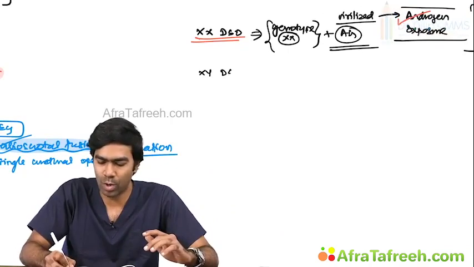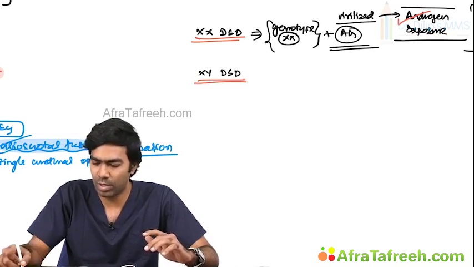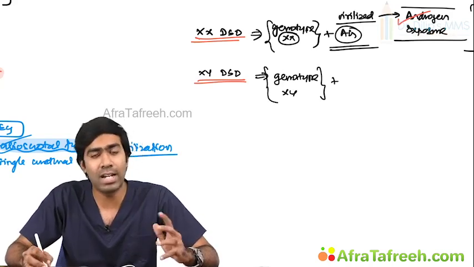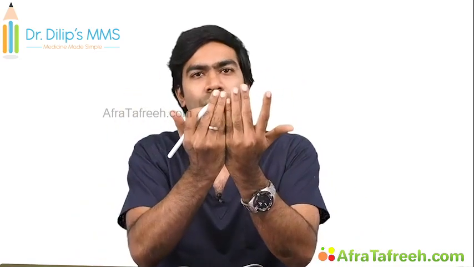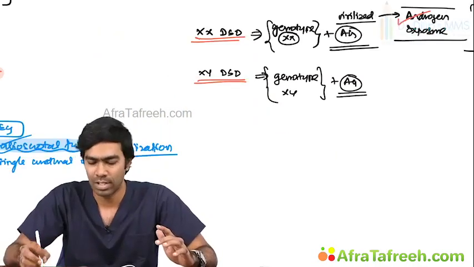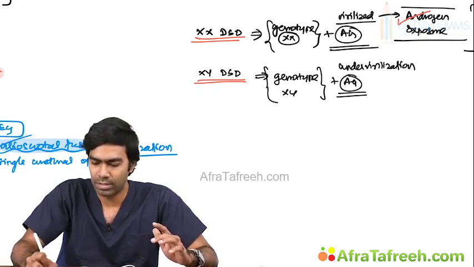What is the basis of XY DSDs? In XY DSDs, obviously they will be genotypically males, which means they will have an XY karyotype, but they will be under-virilized. Because of that, they will have ambiguous genitalia, which means their labioscrotum should completely fuse with exposure to an adequate amount of androgens. If they do not have this adequate amount of androgens, their labioscrotum will not fuse properly, and they also might look like an open configuration of a female type, and that's what we call ambiguous genitalia, and this is because of under-virilization of a male fetus.